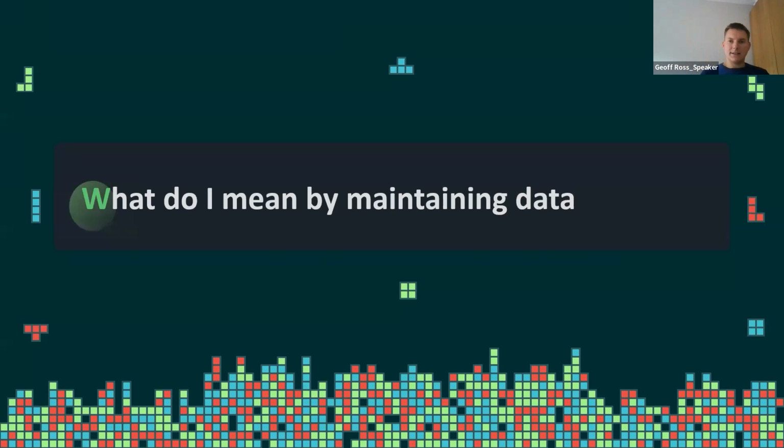What do I mean by maintaining data? Let's dive into that a little bit more. What are we actually talking about here? Isn't data fairly static? Doesn't it stay the same once a device is a device? A laptop serial number doesn't change. What needs maintaining about this data?